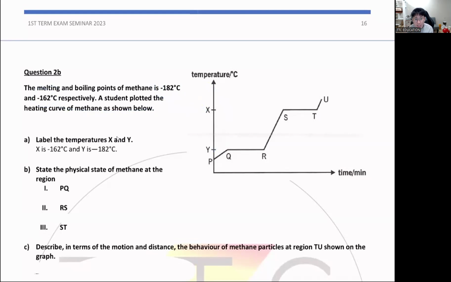And because they say that this is melting and boiling point, definitely you must melt first, only then you boil. So I will say here is melting point, then here is boiling point. Okay, the bottom one is melting, the top one is boiling.